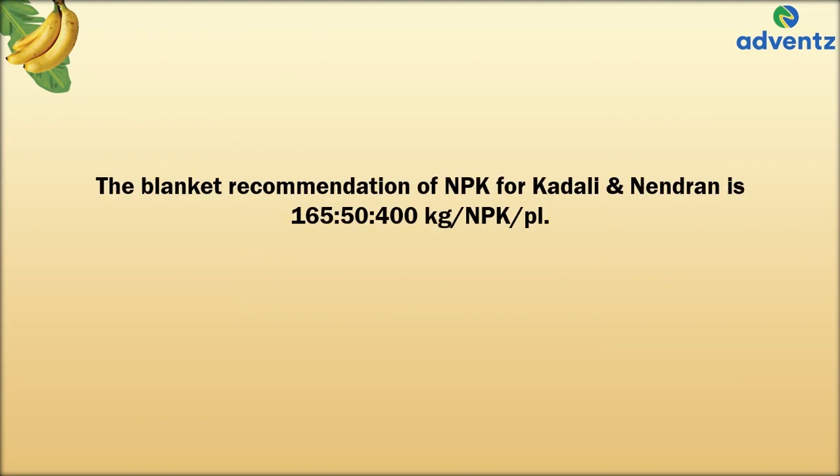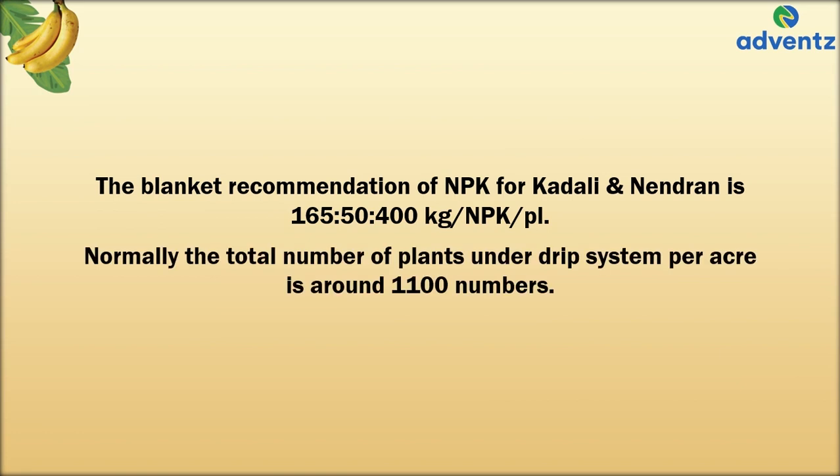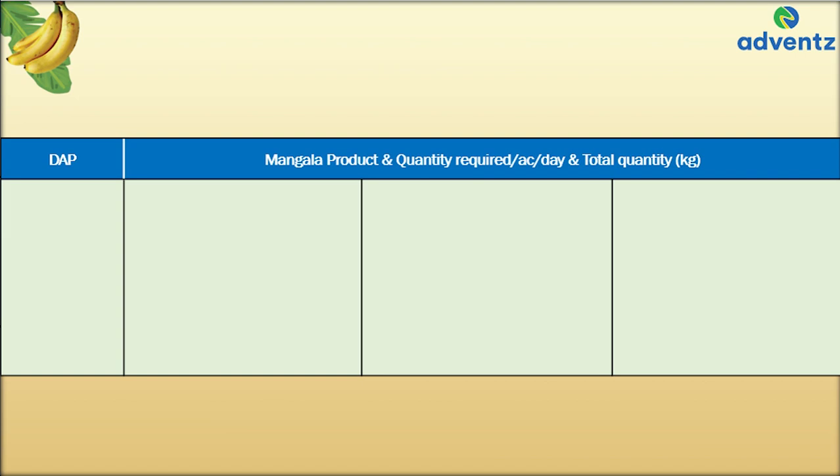The blanket recommendation of NPK for the banana variety Kadali and Nendran is 165:50:400 kgs NPK per plant. Normally, the total number of plants under drip irrigation system per acre is around 1100 per acre. The first schedule is planned during the initial stages of growth, which is 15 to 60 days after planting.